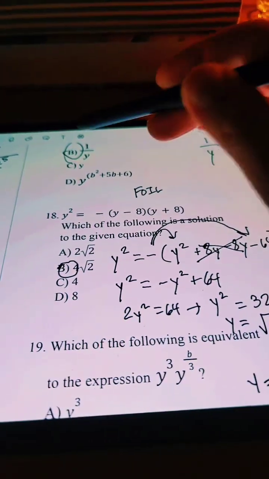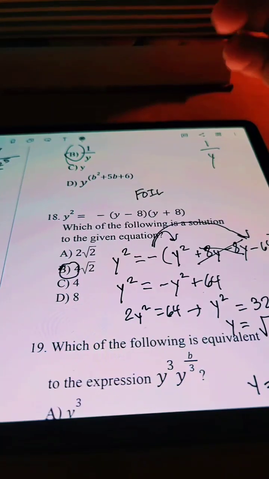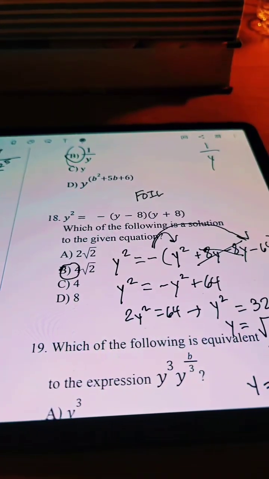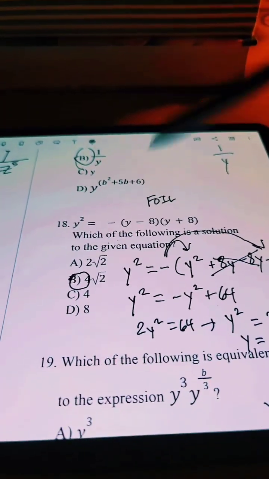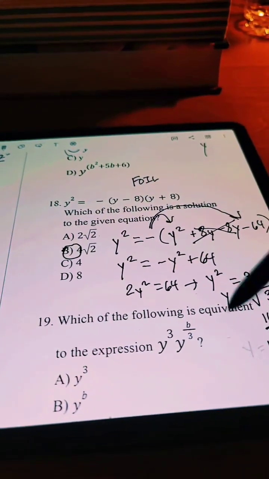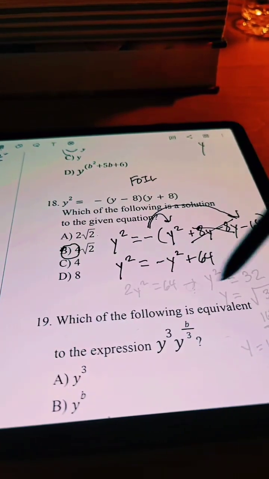Someone asked, is this algebra 2? Yeah, this is not necessarily for an algebra 2 textbook, but you do learn this in algebra 2. This is my book for digital SAT math, which does test you on some algebra 2 stuff.